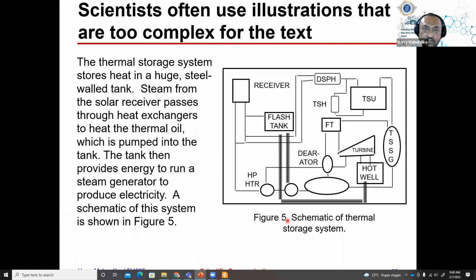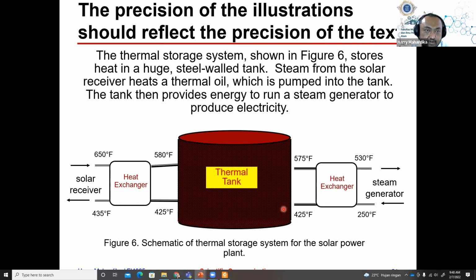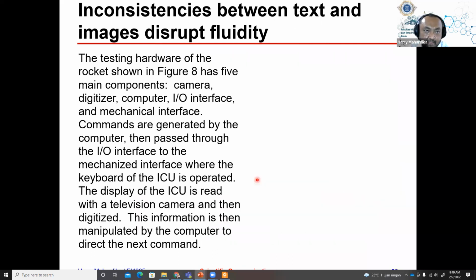Okay, scientists often use illustrations that are too complex for the text. Make it simpler. The precision of the illustration should reflect the precision of the text. Like this one, which probably has too much text and too much information shown in this display. So if you're going to present this in front of an audience, make sure that you make it simpler.